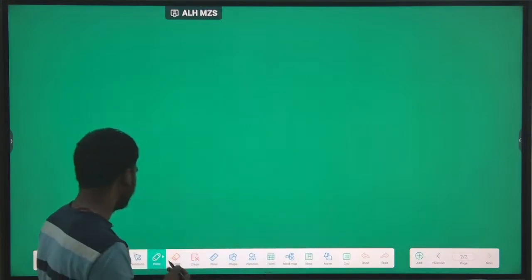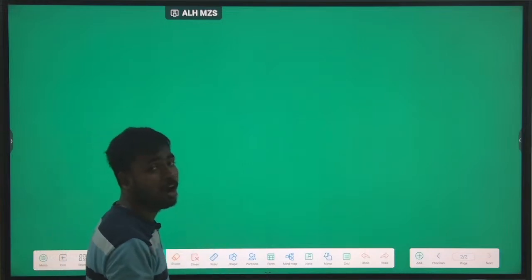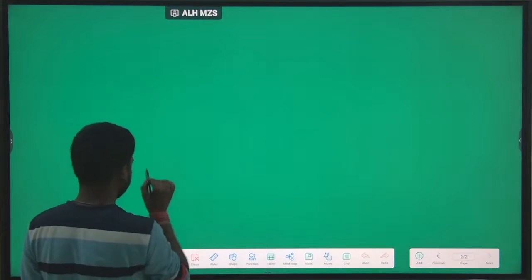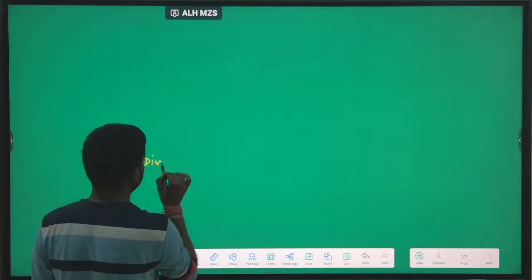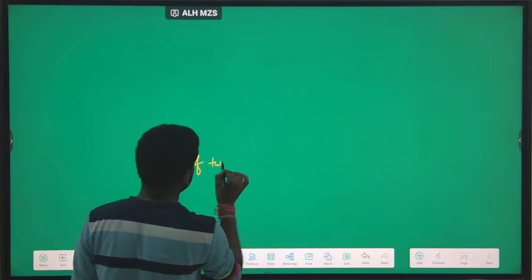First of all, let me make you understand how we will divide two fractions. Let us suppose division of two fractions is our next topic. Division of two fractions.